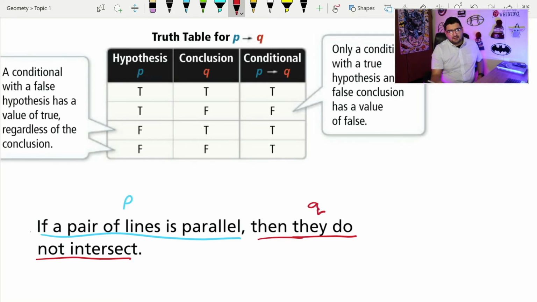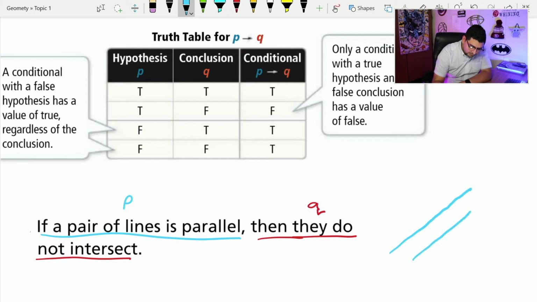So let's say, okay, if our pair of lines are parallel, if this is true, let's say that's true. If we have a pair of lines that are parallel, we know that's true.